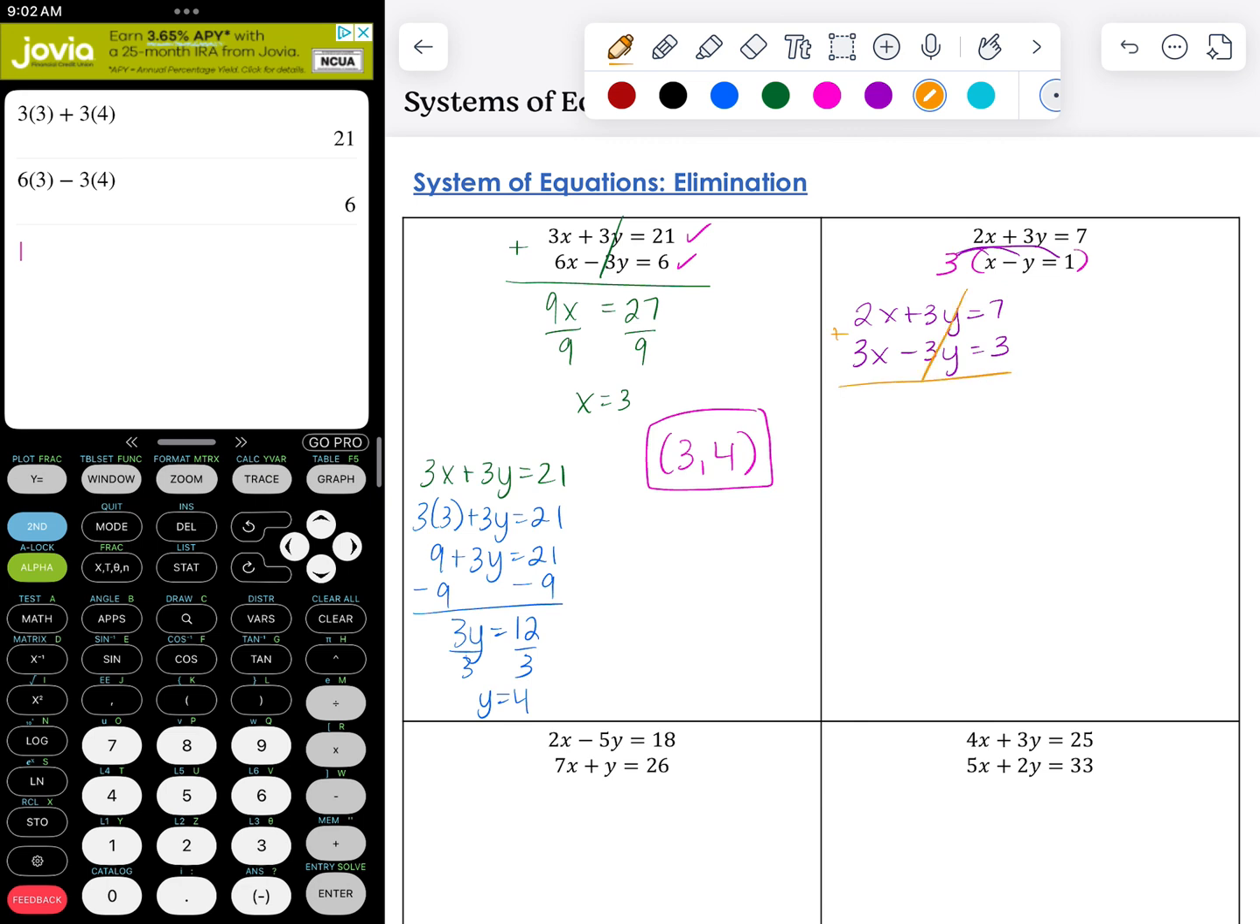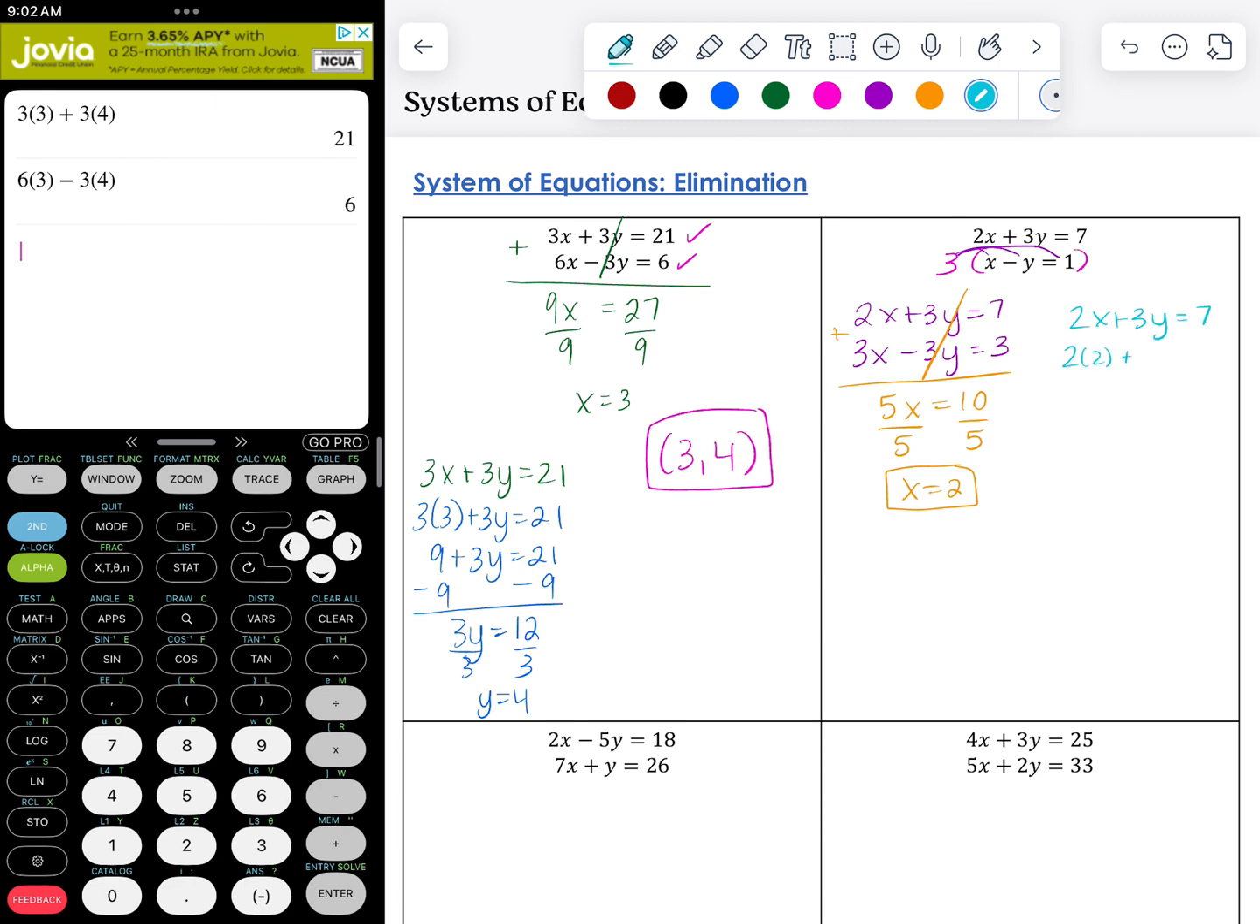Now when I am going to add my equations together, those y values are going to cancel. I'm going to get 5x is equal to 10. Divide both sides by 5, and I now know that x is equal to 2. Okay, let's take one of the equations. 2x plus 3y is equal to 7.